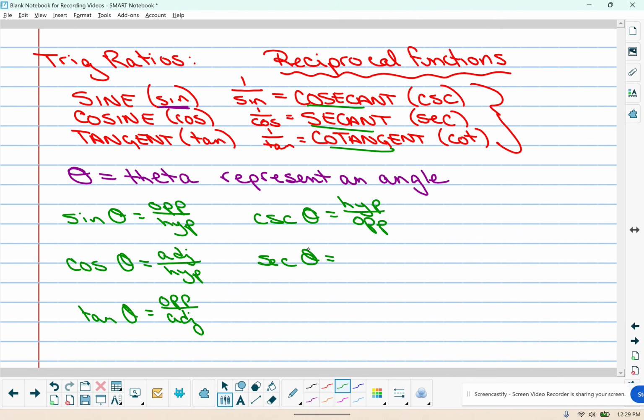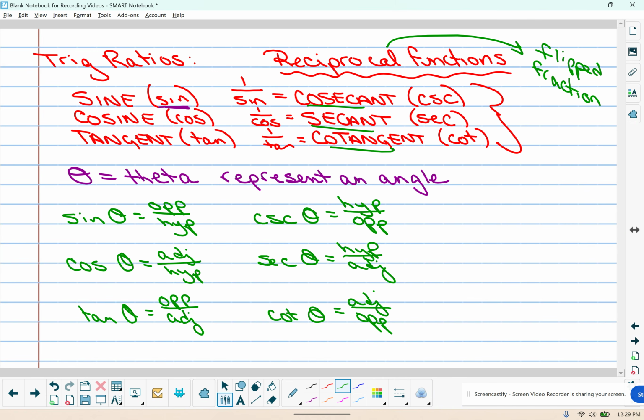Cool. Secant is hypotenuse over adjacent. And cotangent is adjacent over opposite. If you don't remember what the word reciprocal means, it means flipped fraction, right? And so that's what's happening. This fraction is getting flipped over right here, right? So we're just flipping them all, and that's what's going on there, okay?